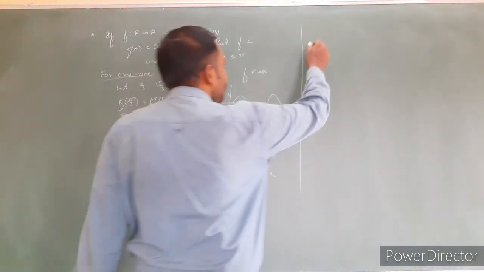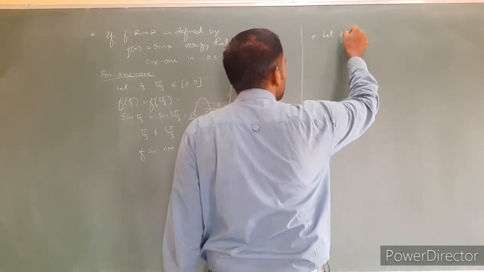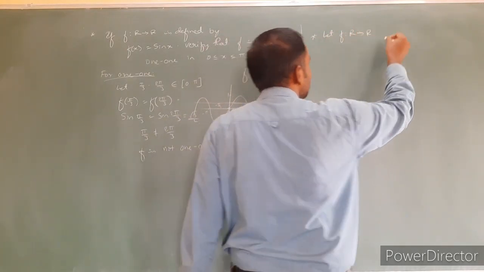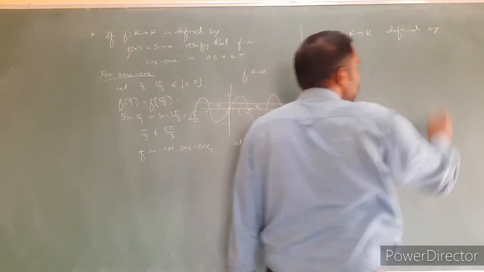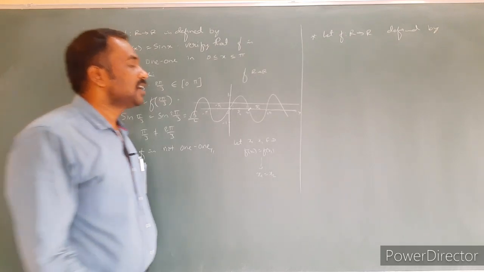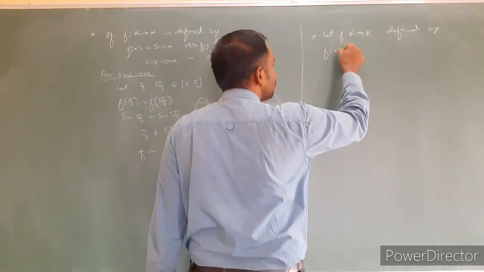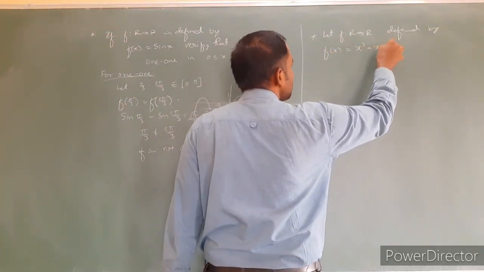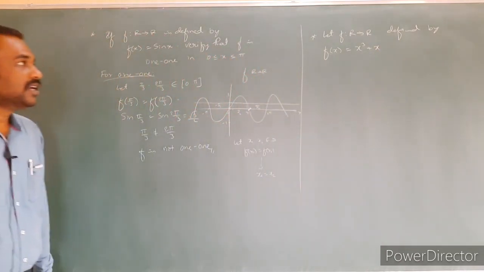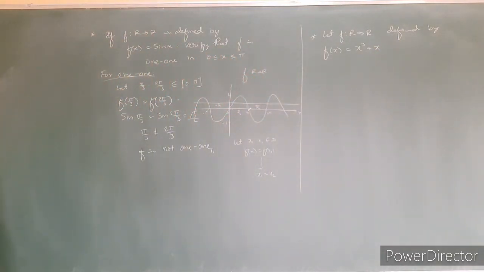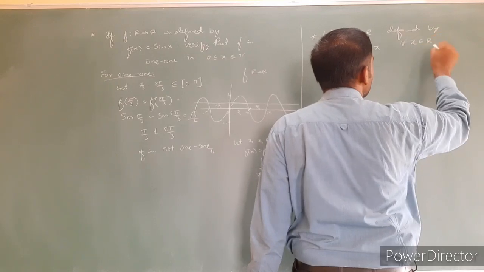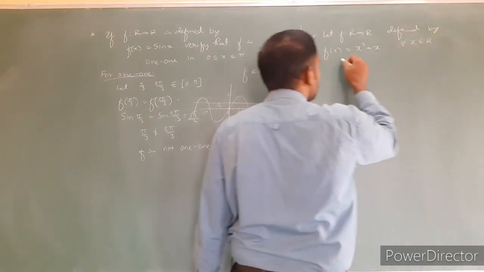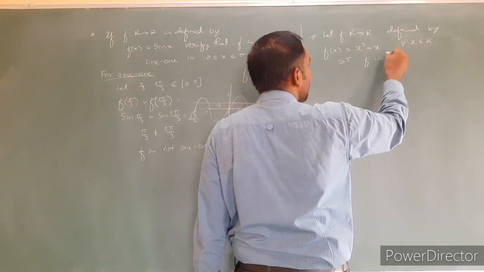Let f be a function from R into R defined by f of x is equal to x cube plus x for all x belonging to R. Show that f is a bijective function.